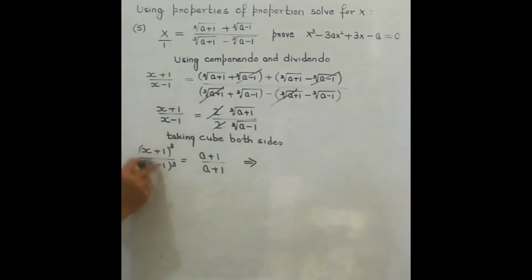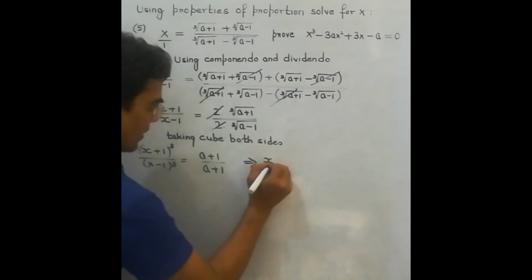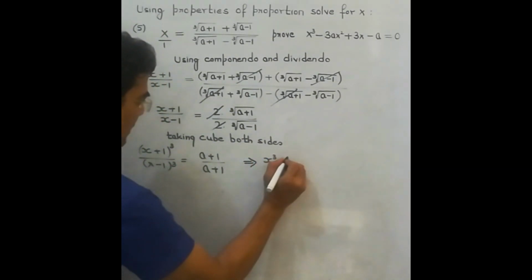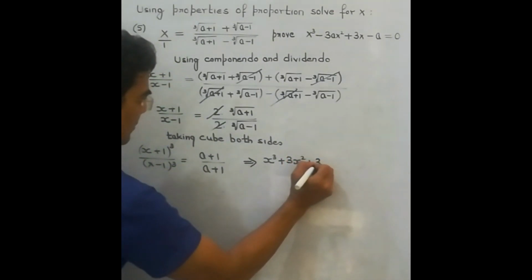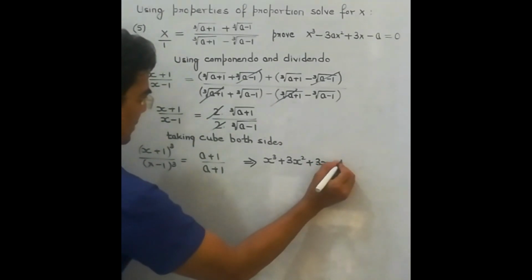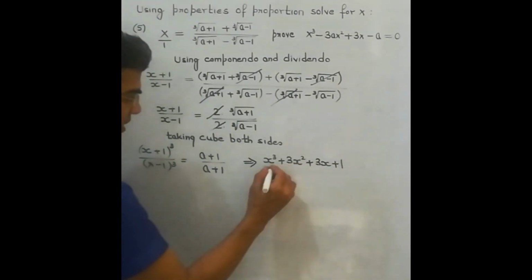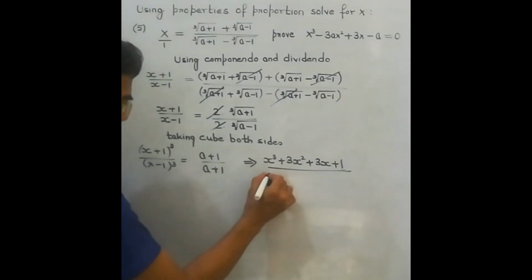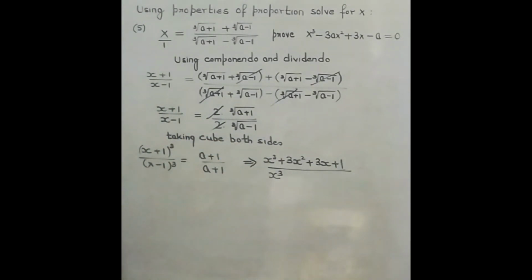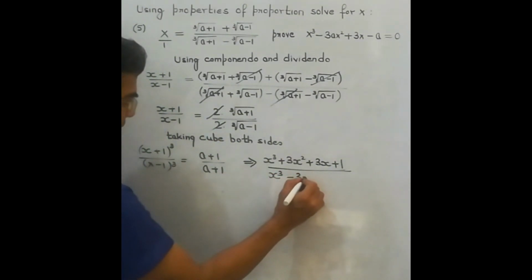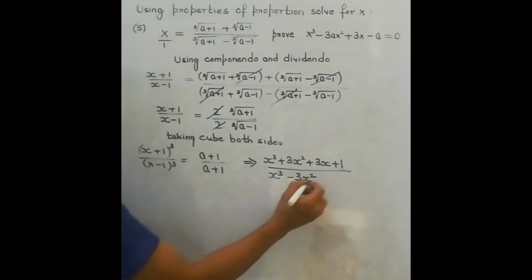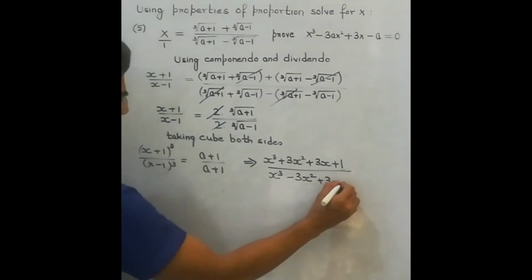On the left side we are going to write cube of this. So this will be x cube plus 3x square plus 3x plus 1. So I am going to apply the formula for (a plus b) whole cube. Similarly, in the denominator place, I will apply the formula for (a minus b) whole cube. So that will give me x cube minus 3x square plus 3x minus 1.